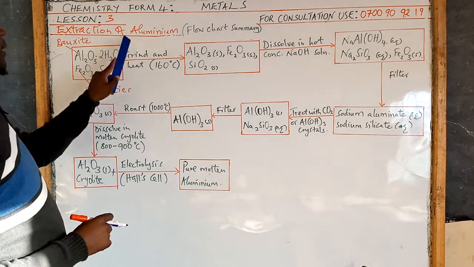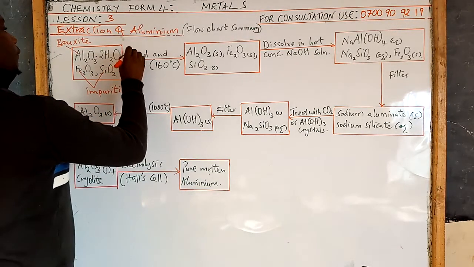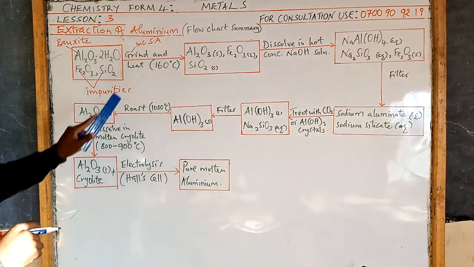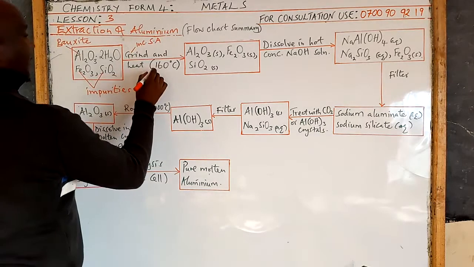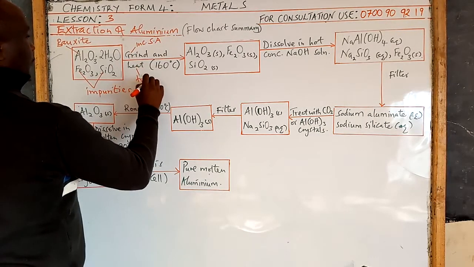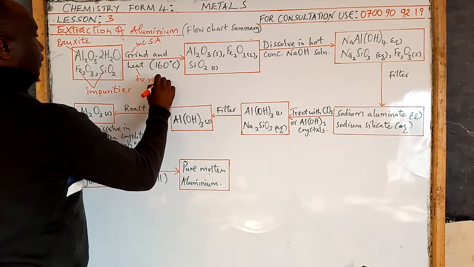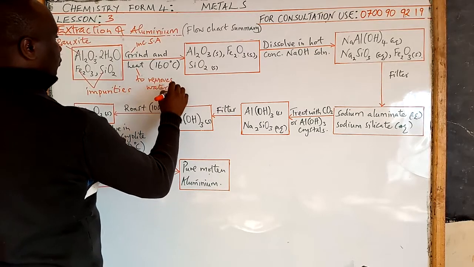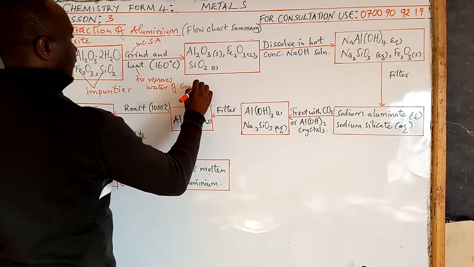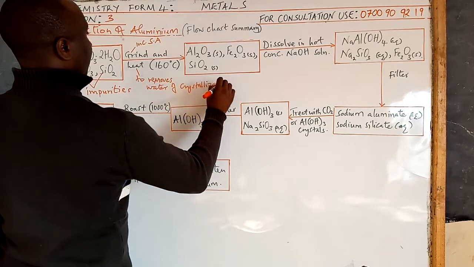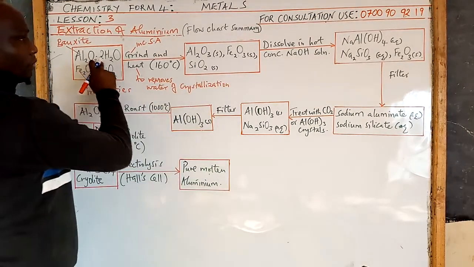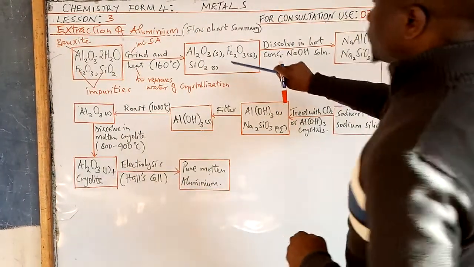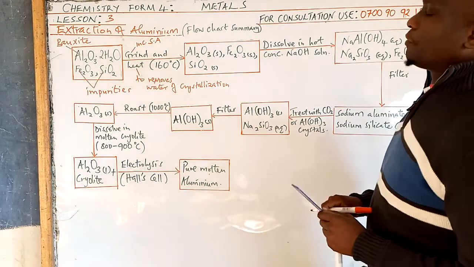So we say step 1, grind. The reason for grinding, we say this one increases the surface area. Then heat, you heat to this temperature. This one removes water of crystallization. It removes water of crystallization from the bauxite. So you see it had water of crystallization, now it has no water, so that will be step 1. Then step 2, you start removing the impurities.